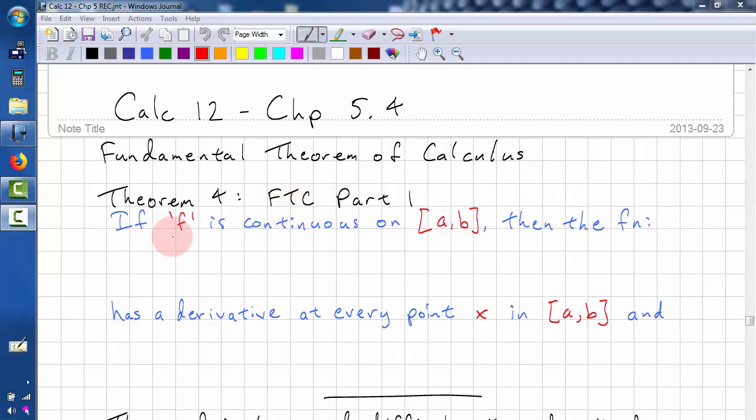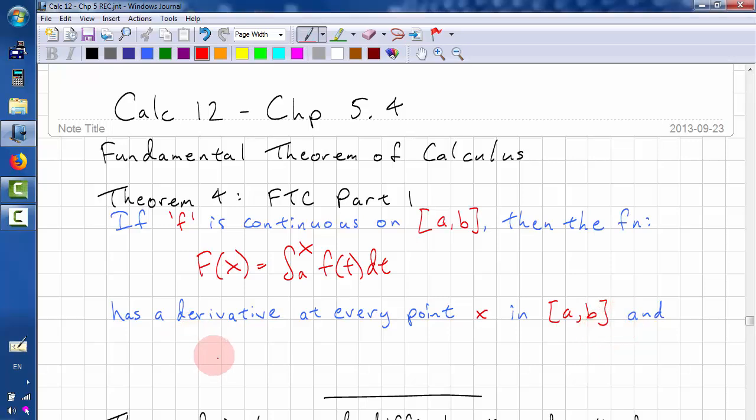So if f is a continuous function on a to b, then the function capital F of x equals the integral from a to x, f of t dt, has a derivative at every point x in the interval a to b, and that's a closed interval.